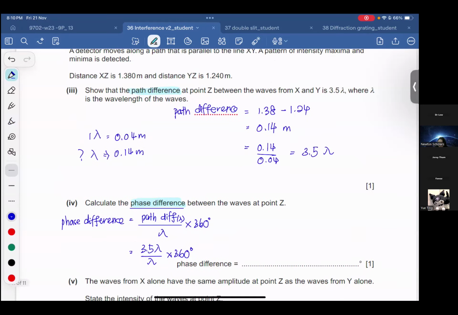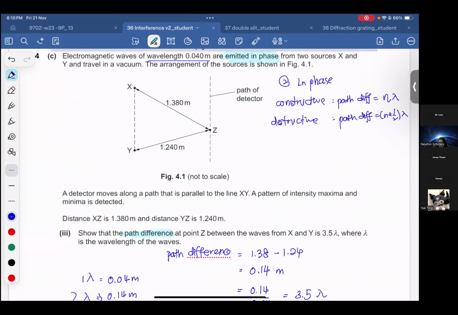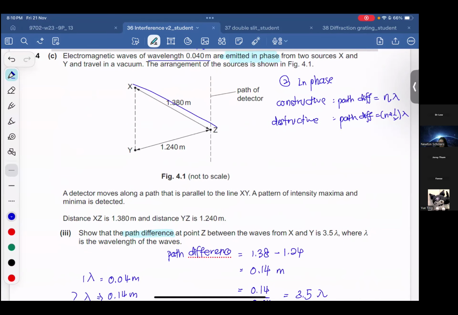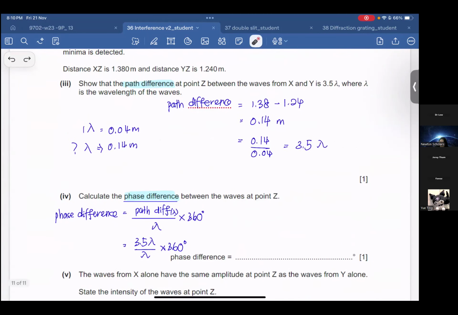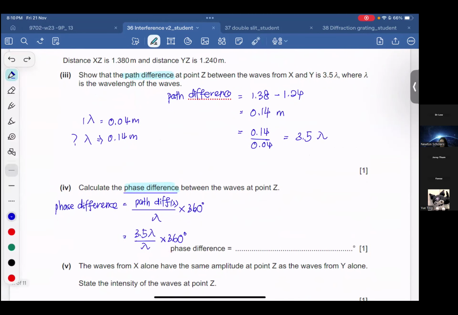Okay, so that means that xz here travels an extra 3.5 wavelength, divided by wavelength, times 360. So here our answer will be 1260 degrees. What is the phase difference? It's 1260 degrees. Okay, this one we learned before.